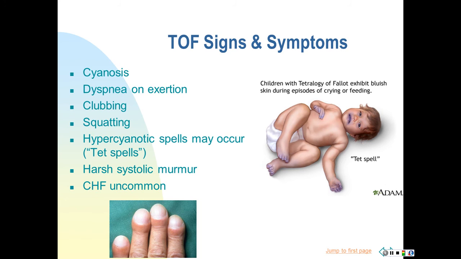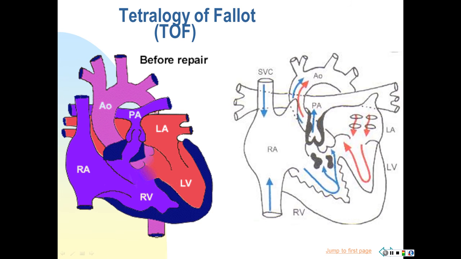these are the kids that they talk about having a hypercyanotic spell, a TET spell, before they have their surgery. Because they live with SATs in the low side, clubbing of the fingers, which is what you see here in the bottom of the page, is not uncommon to see. So what happens with these kids, let's go back to our picture. So here I've got a kid who's already got blue blood going out to the body, right? So instead of having normal SATs, 94 to 99, these kids may sit at a SAT of 90.